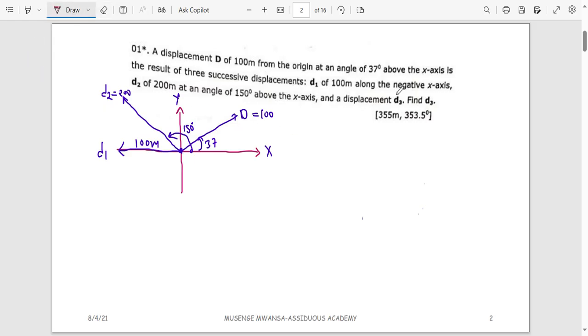So after I do this, I don't know D3, I don't know where it is found. I told you that the angle is known as the direction of a vector. So if I ask you to find D3, you want to find a vector, and by definition a vector should have both magnitude and direction.